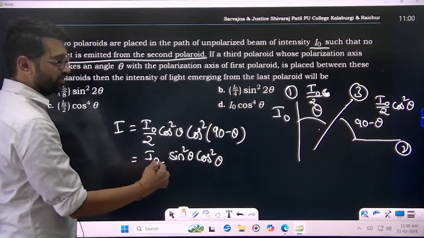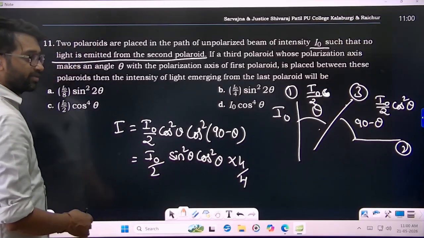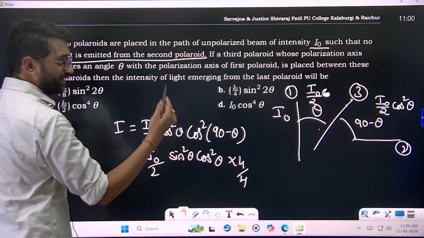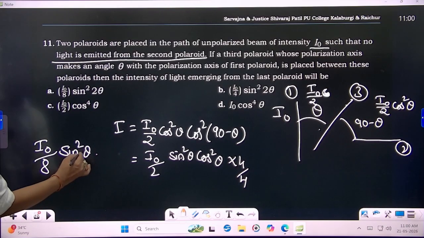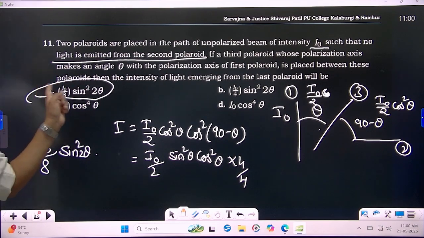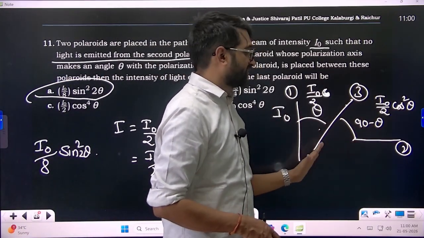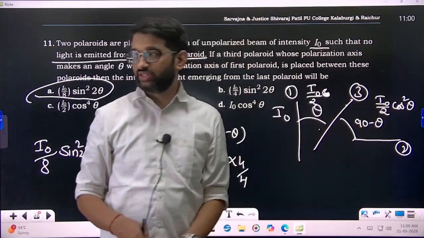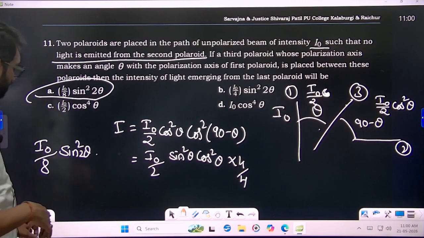To get the given options, let us multiply and divide by 4. This is 8. So I naught divided by 8 into 2 sin theta cos theta whole square, sin 2 theta whole square, that is sin square 2 theta. So I naught by 8 sin square 2 theta. You can remember this as a direct formula. If there are three Polaroids, the first one and the last one are crossed, and there is another Polaroid in between, then the intensity of light coming out of the third Polaroid, the last Polaroid, is I naught by 8 sin square 2 theta. This can be remembered as a formula as well.